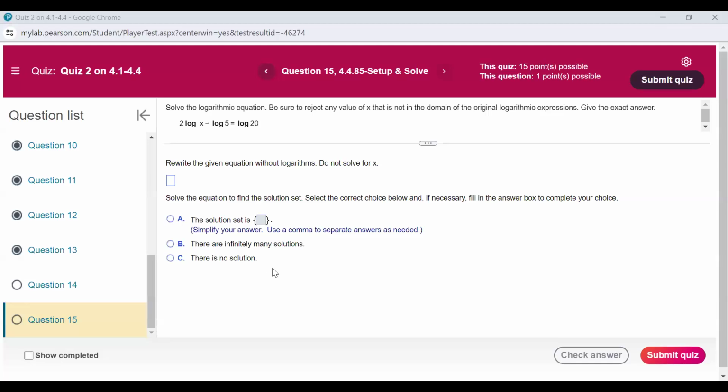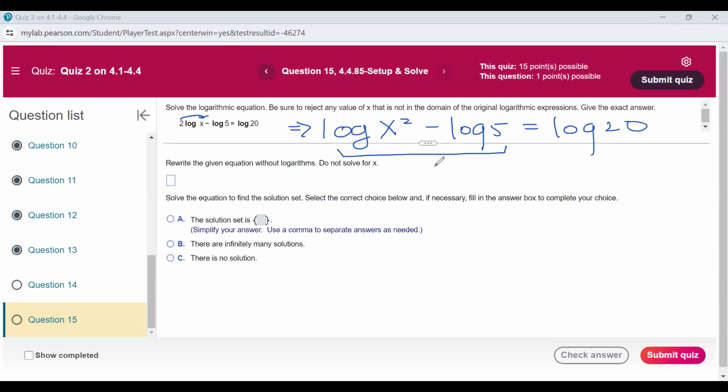Okay, so this is the last one, 15, solving the logarithmic equation. And so here we got 2 log x minus log 5 equals log of 20. And so we need to rewrite it and condense it first. So here the 2, we can put it back in using the power rule. So we have log x squared minus log of 5 equals log of 20. We're going to condense the left-hand side using the quotient rule and rewrite this as log x squared over 5.